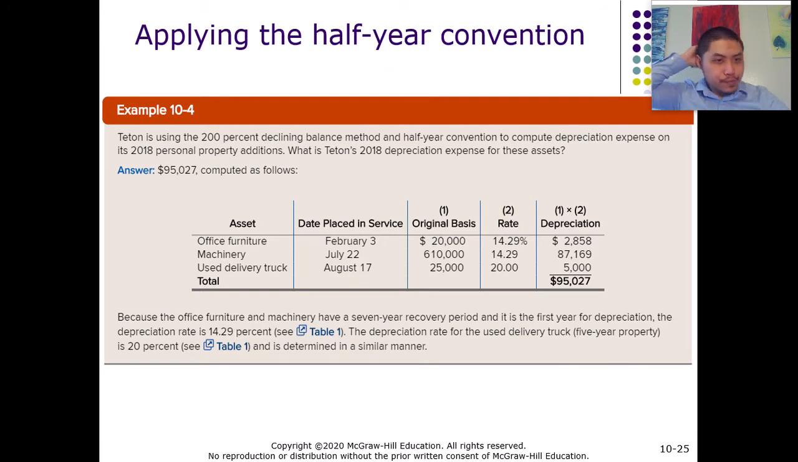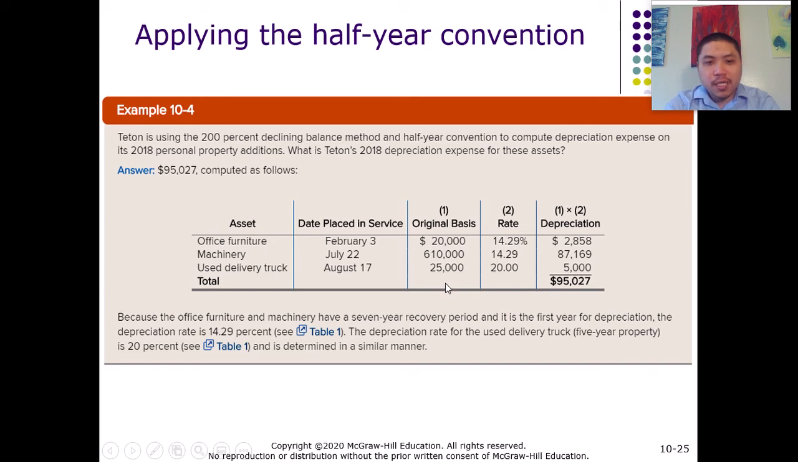Titan, which is a company, is using the 200% declining balance method and half-year convention to compute depreciation expense on its 2018 personal property additions. This company put these three items into service, and here's the date each was put into service. For office furniture, February 3rd; machinery, July 22nd; delivery truck, August 17th; and here are the original bases.